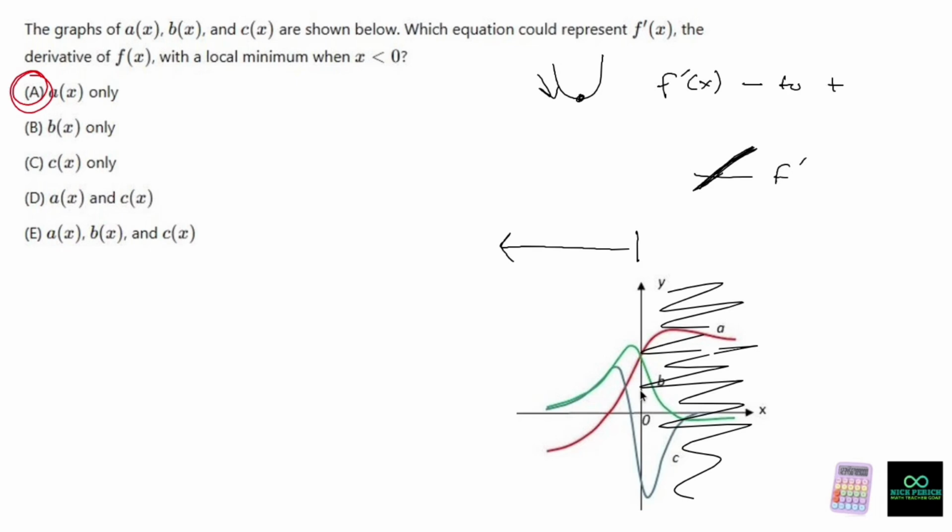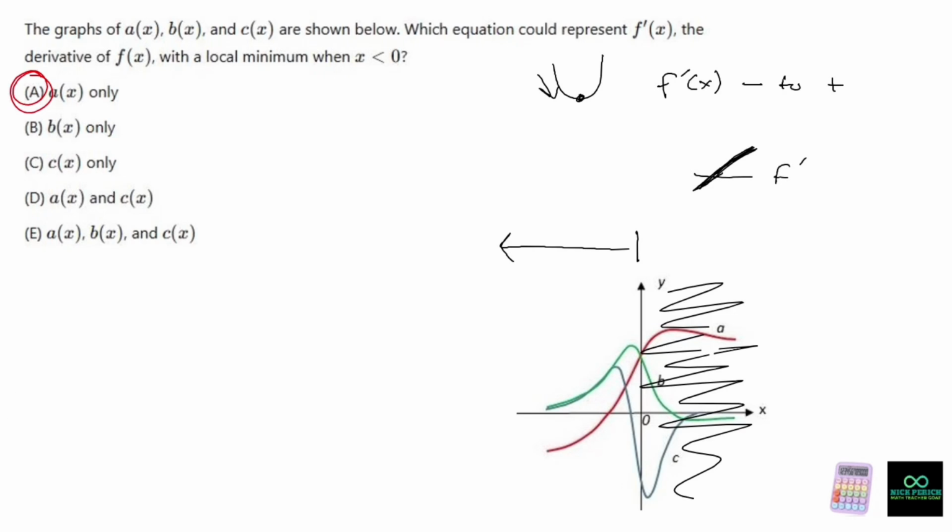B would represent a local maximum, and C, which is the green one, or wait, no, the green one is B, so the green one doesn't even count. C is a maximum. So yeah, we're only sticking with A. A is going to be our answer, that's it.